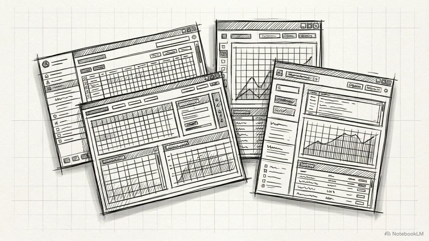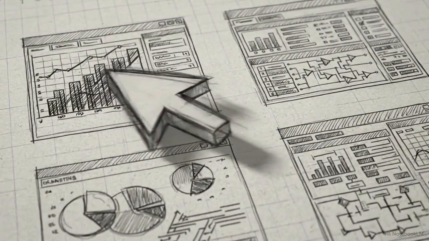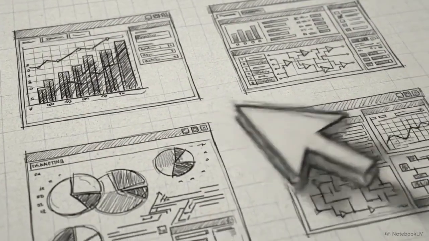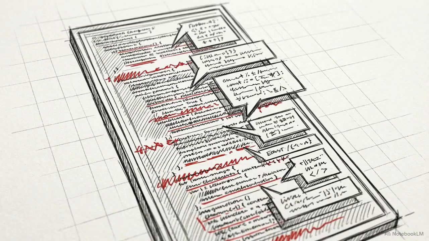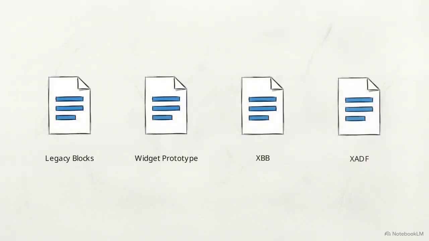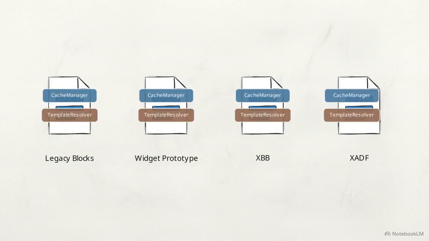Historically, building interfaces in this CMS meant navigating severe architectural fragmentation. The system relied on 4 completely disconnected methods for rendering reusable content, with each operating entirely in its own silo. This lack of a unified component model created massive technical debt across the codebase. Developers were forced to duplicate core infrastructure, writing redundant caching mechanisms and template resolvers for every individual output type.